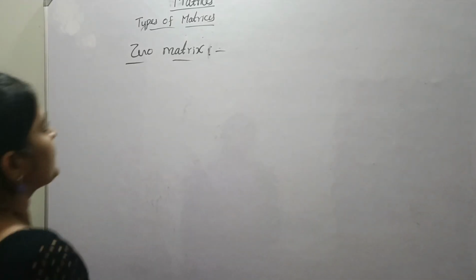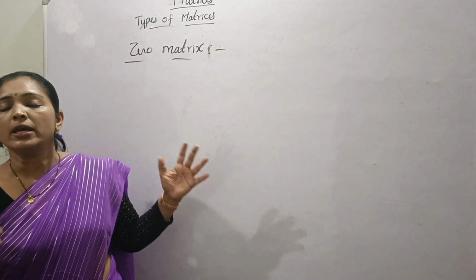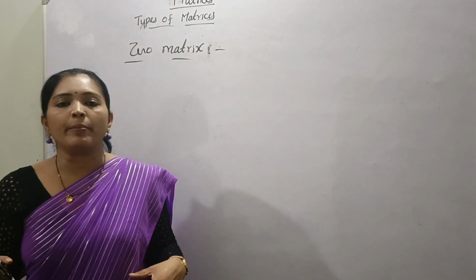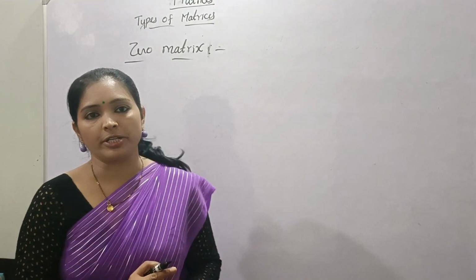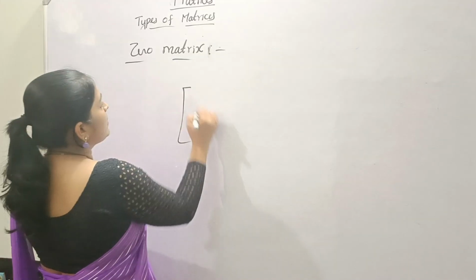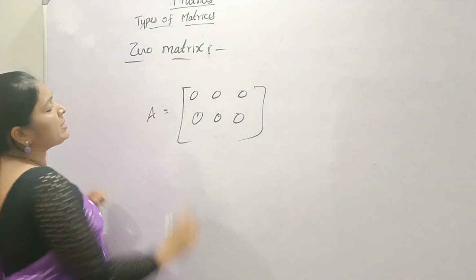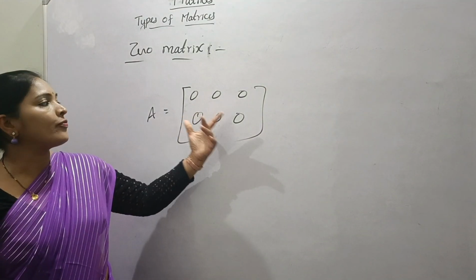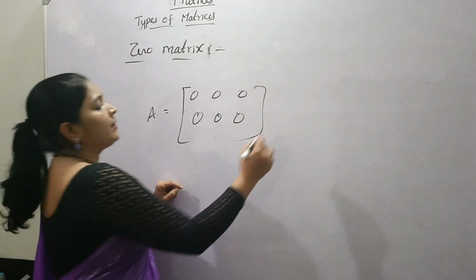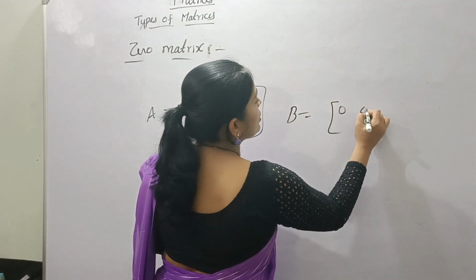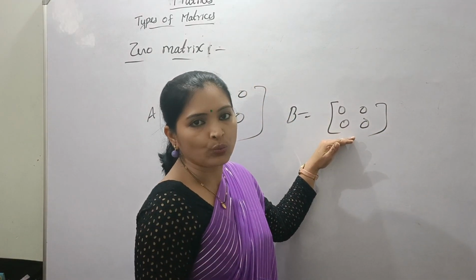Next one is the zero matrix. A zero matrix is a matrix, maybe square or any other matrix, in which all elements are 0. Such a type of matrix is called a zero matrix. For example, A is the matrix 0, 0, 0, 0, 0, 0. A is a zero matrix of order 2 by 3. Or B is equal to 0, 0, 0, 0. B is a zero matrix of order 2 by 2.